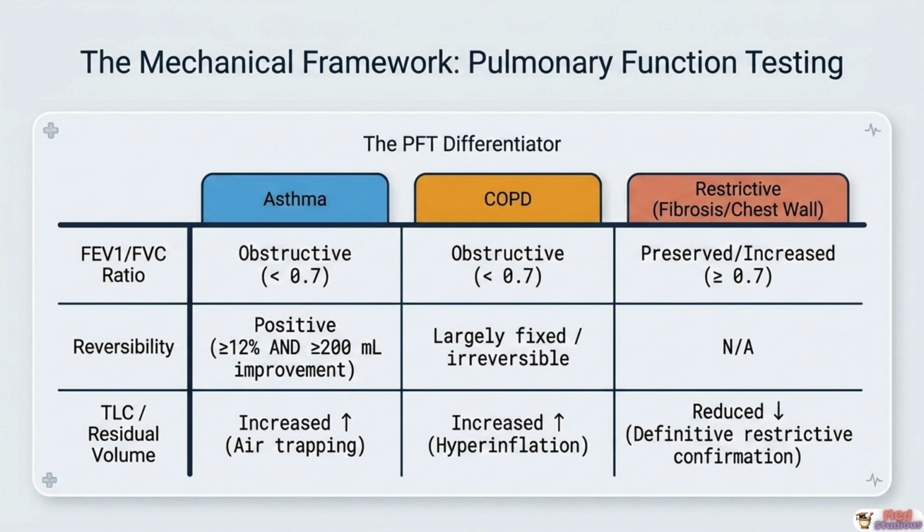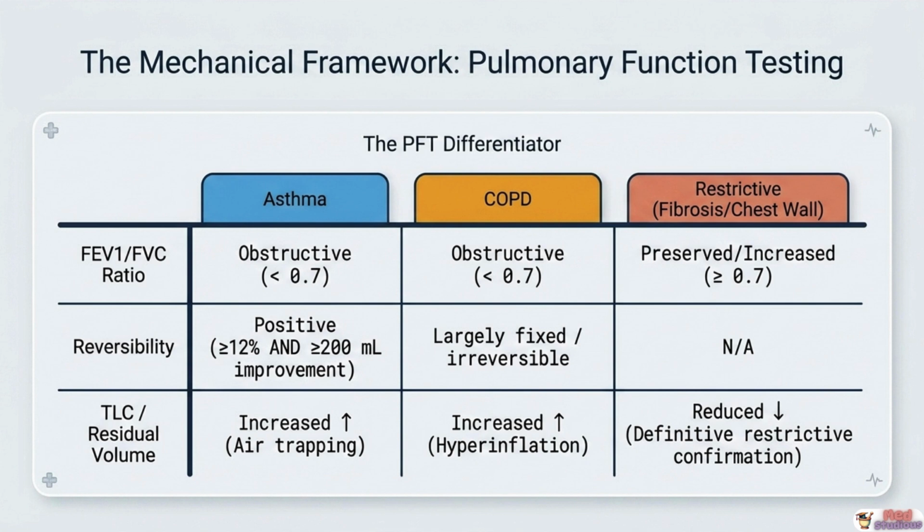Restrictive disease, whether from pulmonary fibrosis or chest wall pathology, shows a preserved or even increased FEV1 to FVC ratio, since both values fall proportionally together. The third critical differentiator is total lung capacity and residual volume. Asthma shows increased values due to air trapping during exacerbations. COPD shows increased values due to chronic hyperinflation from chronic destroyed elastic recoil.